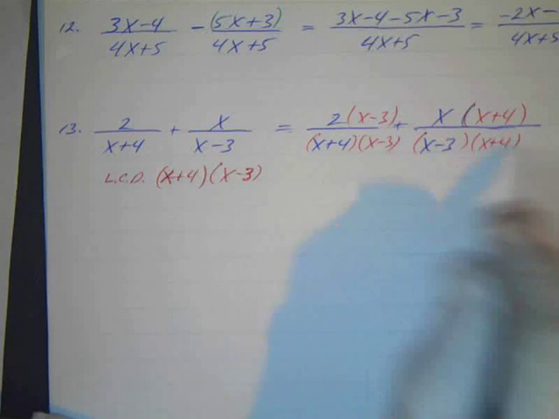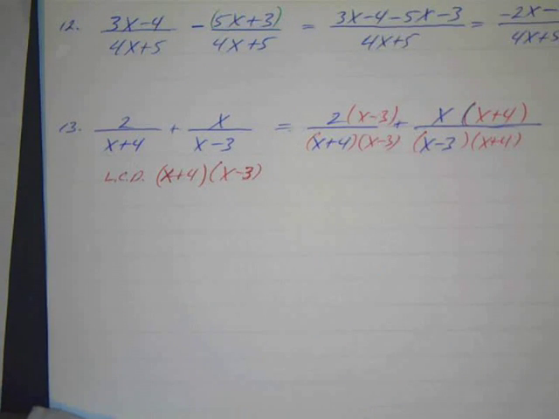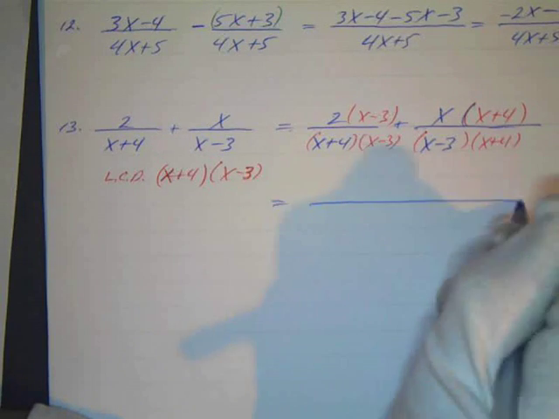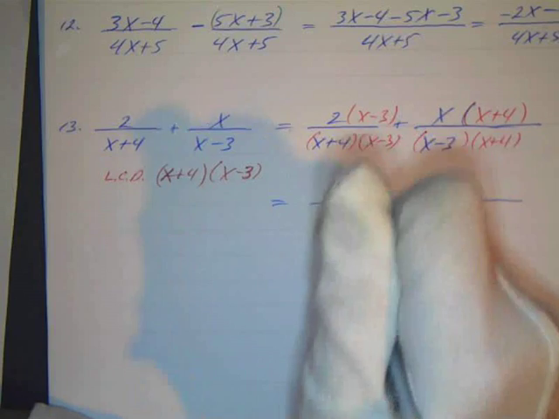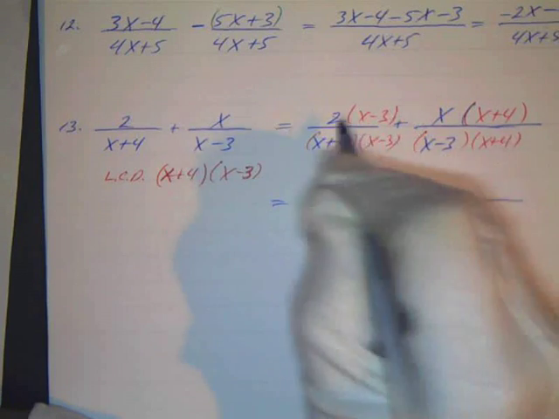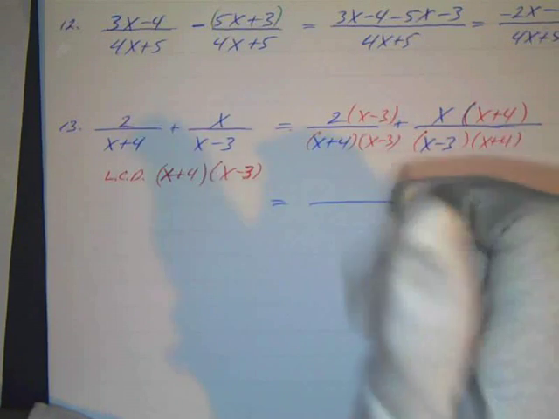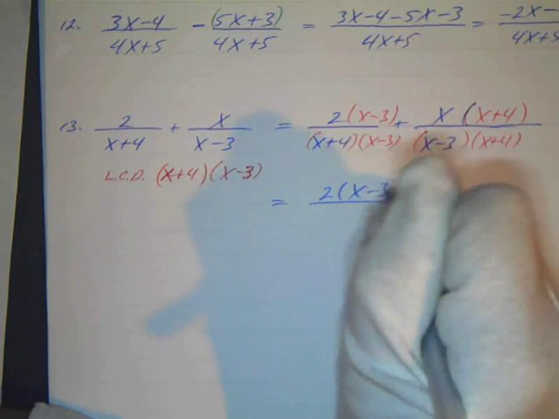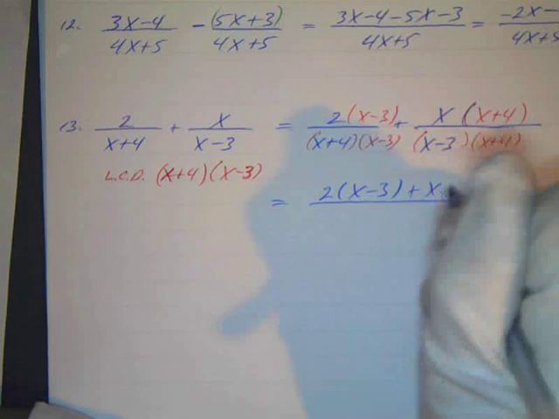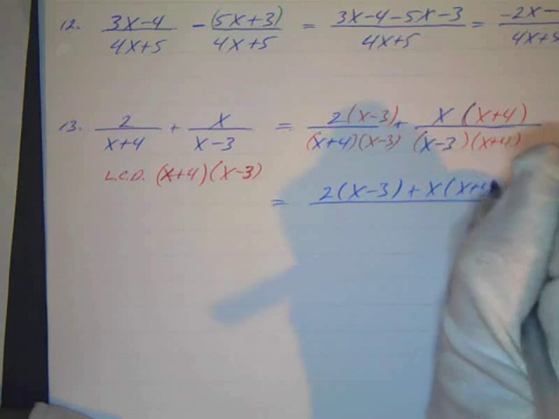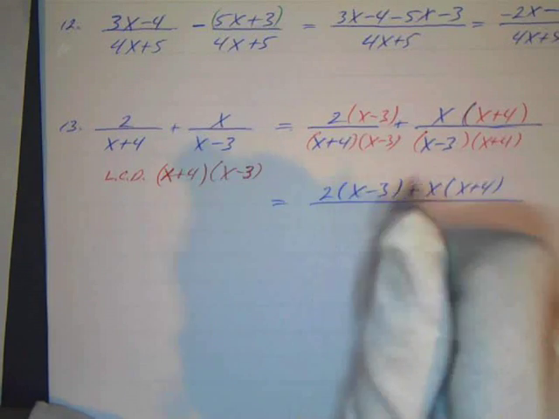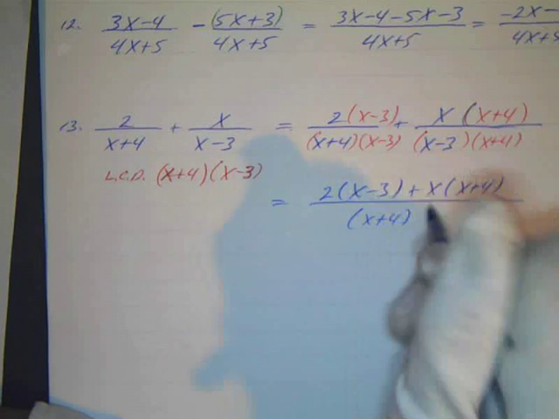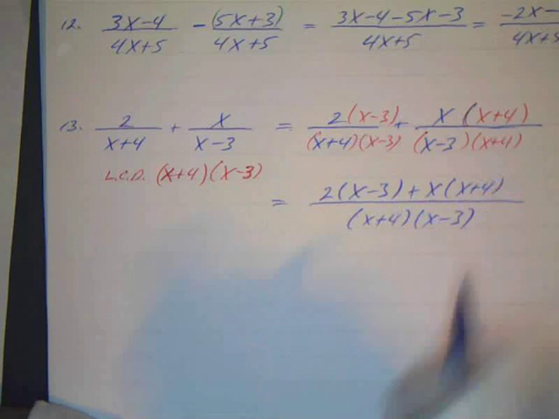And now I have both these over a common denominator, so I can just write equals, and I can put the numerators over the common denominator. And we'll write out an extra step. You could multiply this out and save yourself some time, but we'll just write an extra step so you can see it. 2 times x minus 3 plus x times x plus 4. And that's all over the LCD, which is going to be x plus 4 times x minus 3.